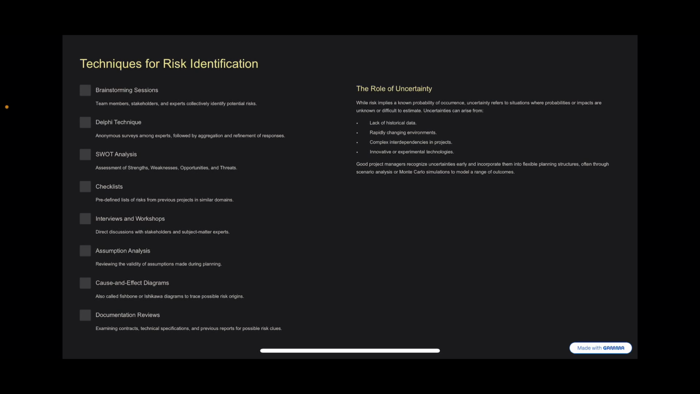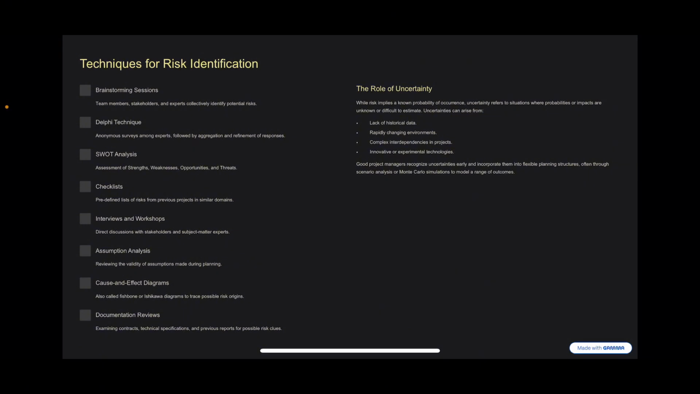Now, what are the techniques for risk identification? One, we have the brainstorming session, where team members, stakeholders, and experts collectively identify potential risks. We have the Delphi technique, an anonymous survey among experts. People use this in the professional sector when they want to stay anonymous and get real, honest feedback. It involves anonymous surveys among experts, followed by aggregation and refinement of responses.